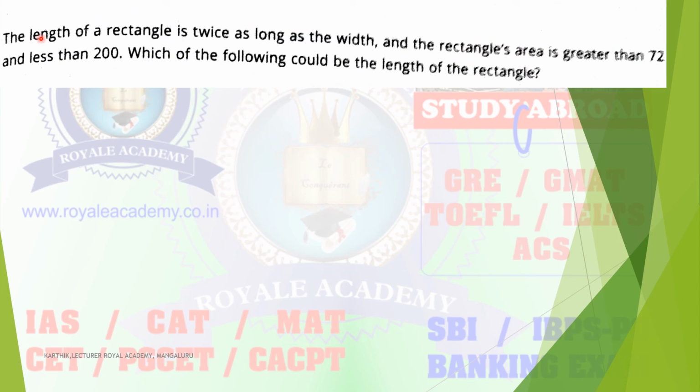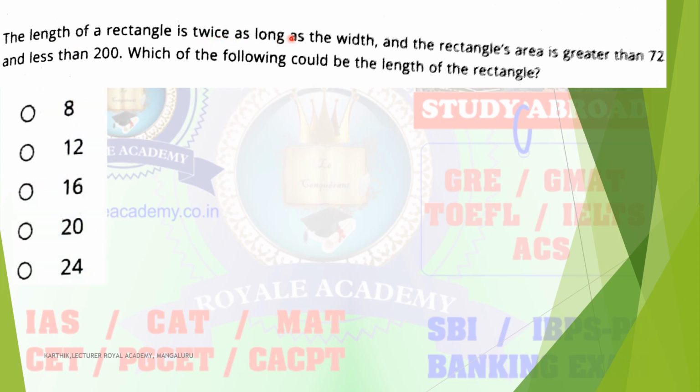The length of a rectangle is twice as long as the width, and the rectangle area is greater than 72 and less than 200. The rectangle area is length times width, so it should be greater than 72 and less than 200. Which of the following could be the length of the rectangle? The length is twice the width, so 2W. So the length is 2 times larger than the width.